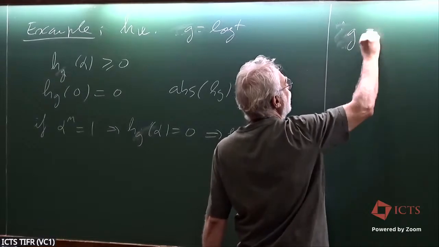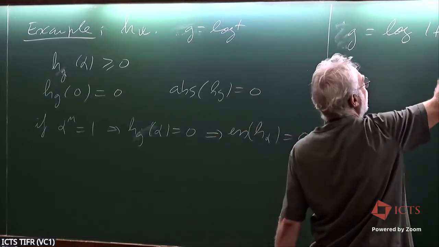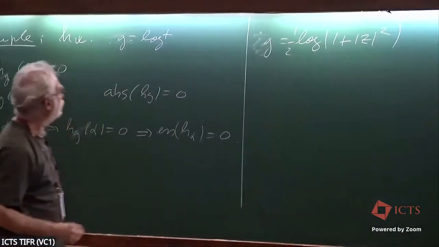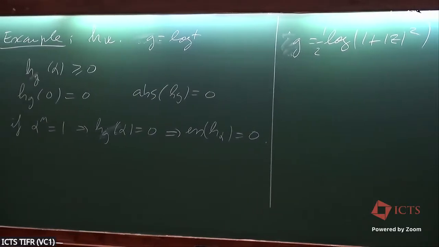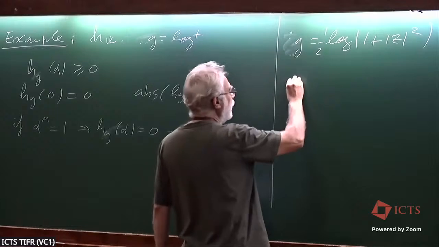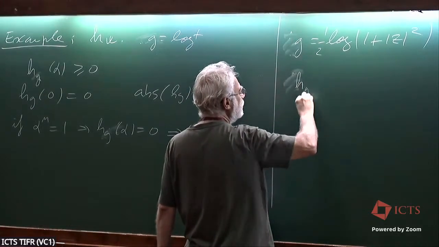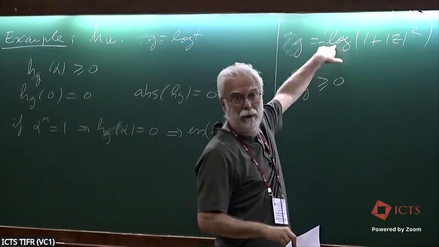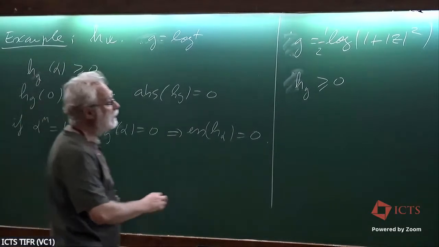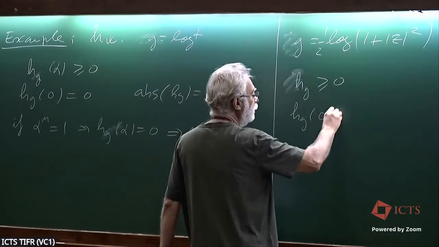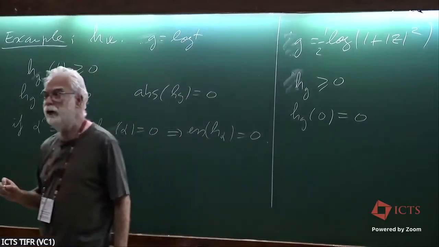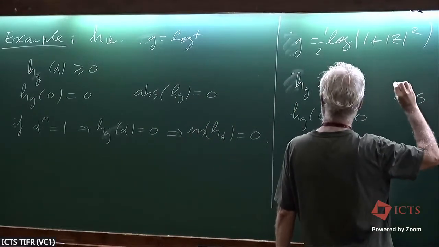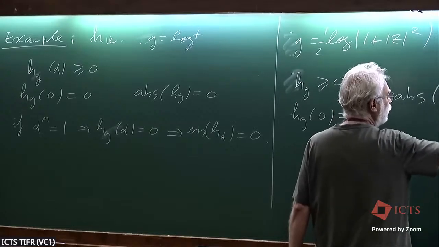G will be the log of 1 plus absolute value of z to the square, and then 1/2. Okay. Now, what we can see is that, again, the height h_g will be bigger or equal than 0 for everybody, because, again, this function is positive. So this value is always positive. And also, h_g of the point 0 is, again, equal to 0. So we, again, obtain that the absolute minimum of h_g is equal to 0.